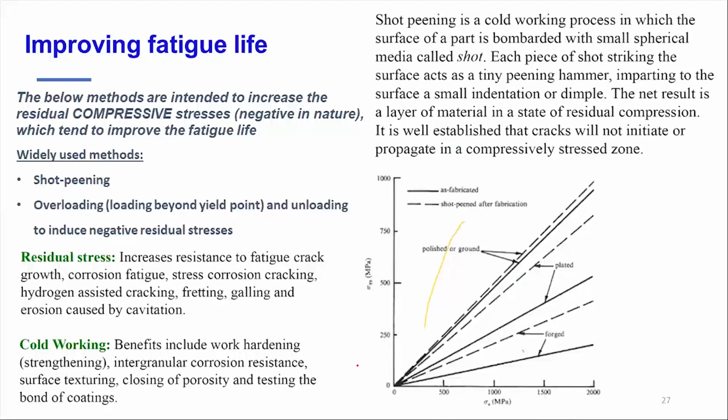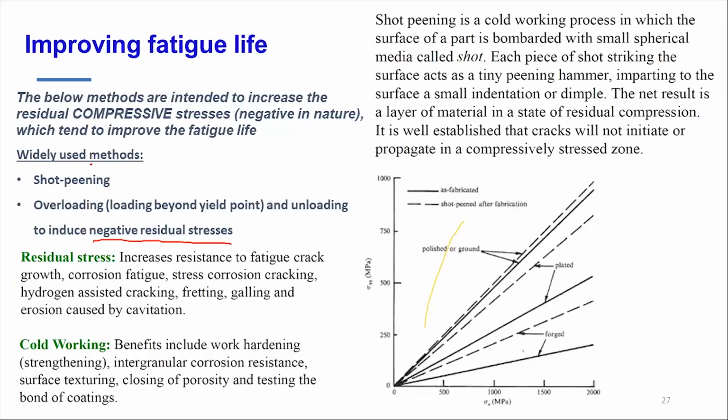Miner's rule. Now people may ask you, you have a certain fatigue life, how do you improve your fatigue life? Typical industry-wide methods are, how do you recollect, we talked earlier that a negative mean will increase your fatigue life. So how do you induce a negative mean? Negative mean is nothing but inducing negative residual stresses. These negative residual stresses are really very important if you want to increase your fatigue life.